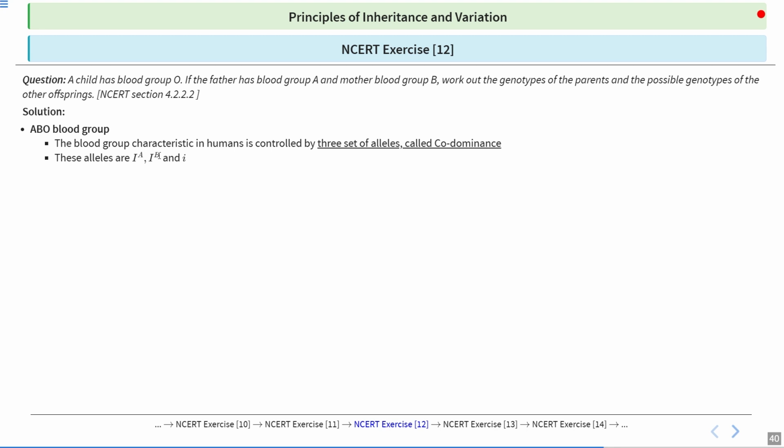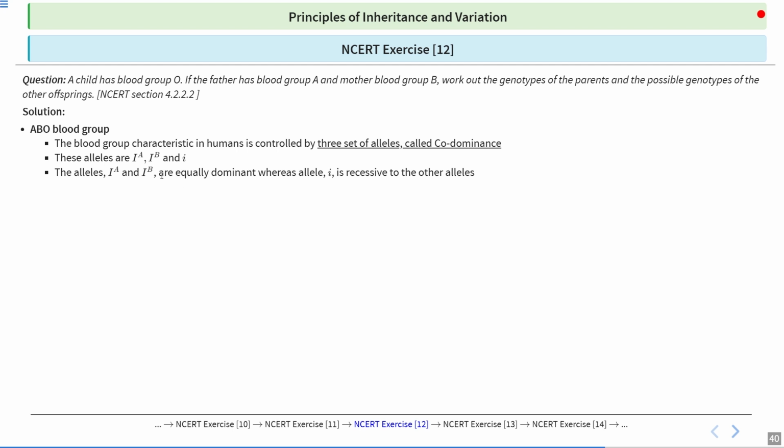IA and IB show codominance. IA is dominant over small i and IB is dominant over small i. For blood group O, both small i alleles must be present together, because this is the recessive allele. So the alleles IA and IB are equally dominant, meaning they are codominant. In the heterozygous condition, both IA and IB are expressed. That's why the blood group will be AB.